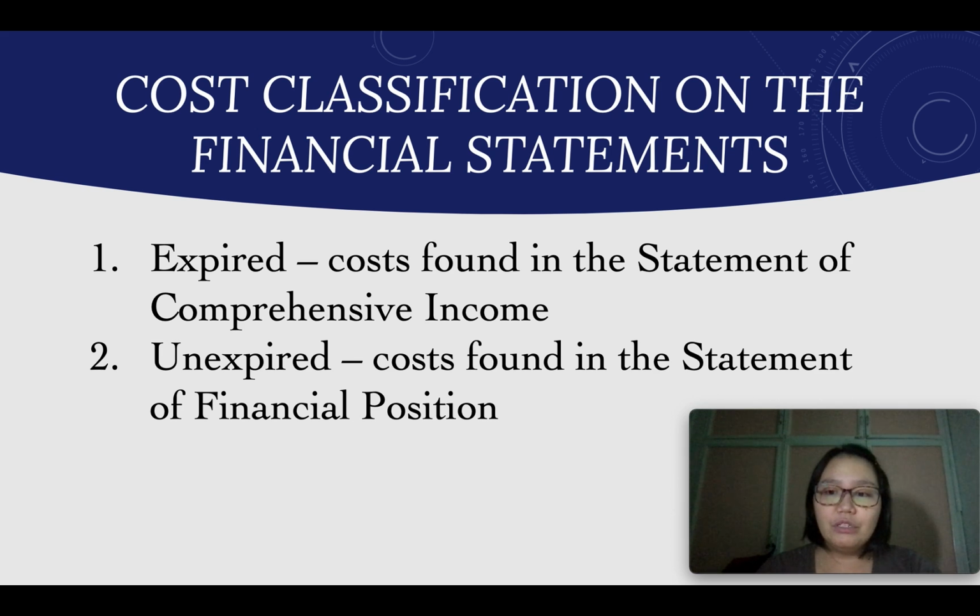We have the expired cost and the unexpired cost. This concept is not new to you anymore because of the lesson in adjusting entries that you had in the previous term, in the prelim period. When we say expired costs, these are costs found in the statement of comprehensive income. Usually, these are already expenses. Unexpired costs are the costs found in the statement of financial position. Basically, these are considered our assets.